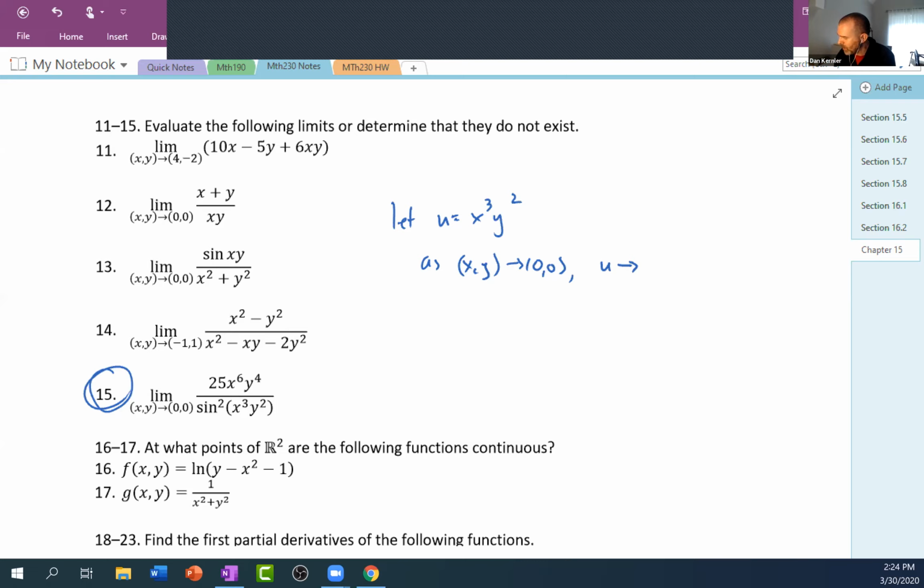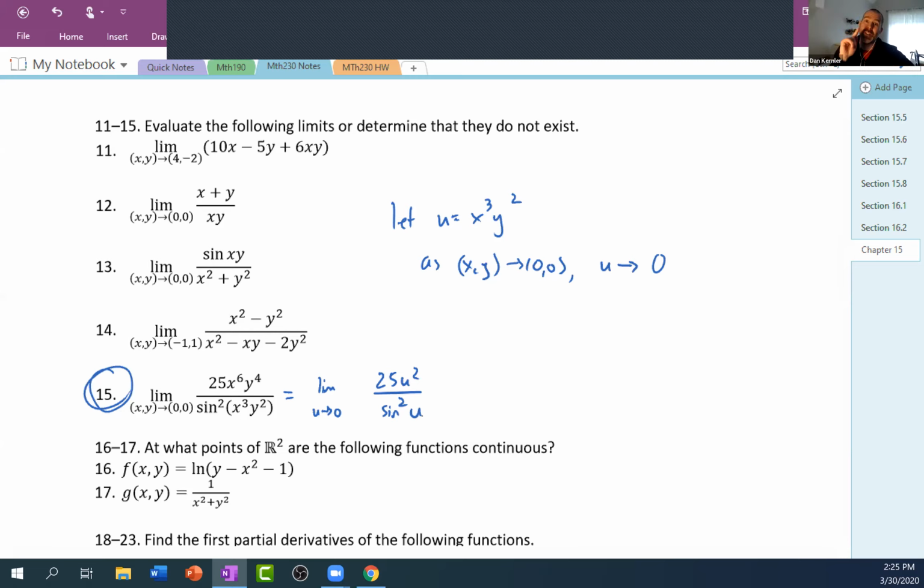But as (x, y) goes to the origin, u, which is x cubed y squared, is going to approach 0. So the benefit of this substitution is our limit becomes the limit as u approaches 0 of 25u squared over sine squared of u. Oh, this is actually really, really good. Michael, substitution was a good idea. That was a really good idea.